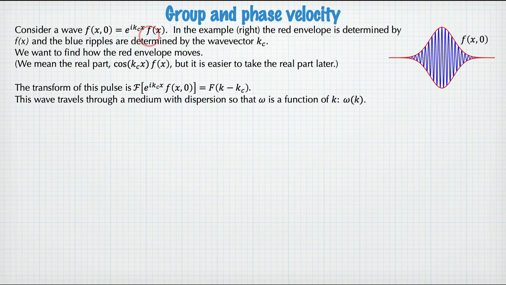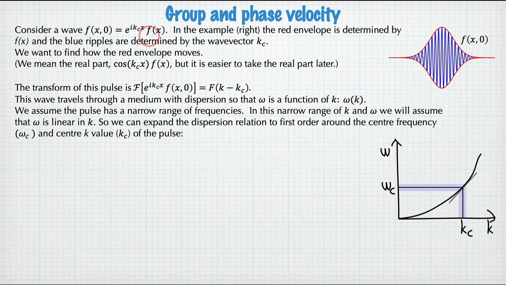Now this wave will travel through a medium with dispersion so that omega is a function of k. And we're going to assume the pulse has a narrow range of frequencies, narrow enough so that around this value kc and this value omega c here, the slope of the dispersion relation is approximately constant. So this constant slope applies for the range of the frequencies within our pulse. If our pulse has too many frequencies and leaves this range, and we can no longer assume this slope is linear, then this derivation that follows will not be valid.